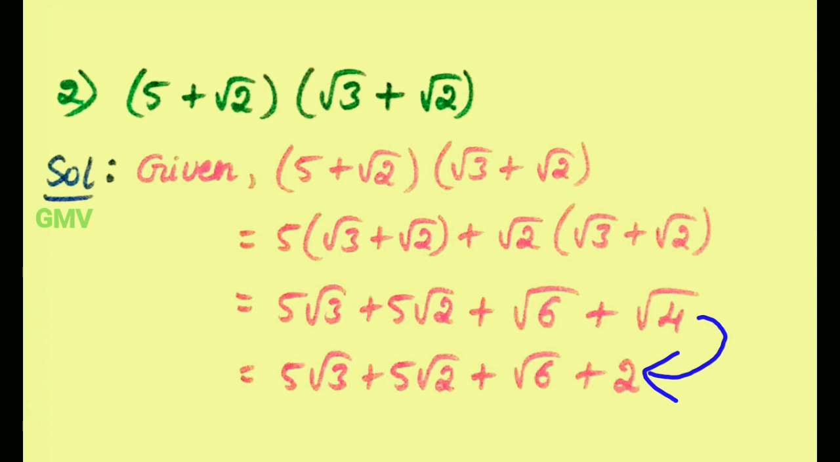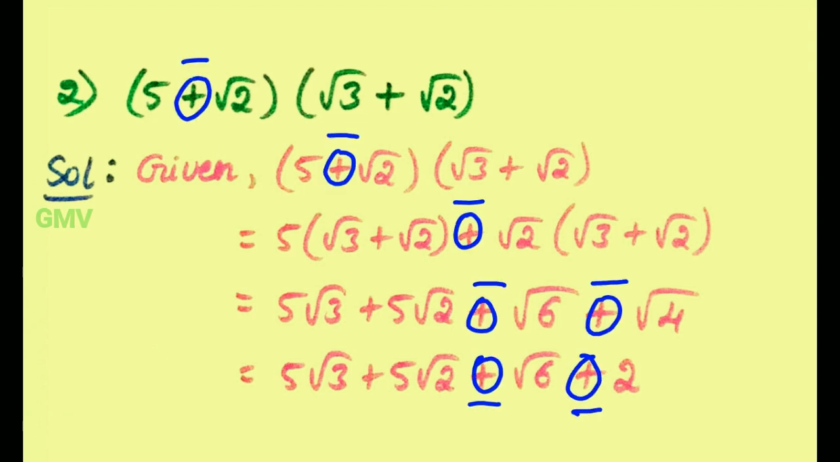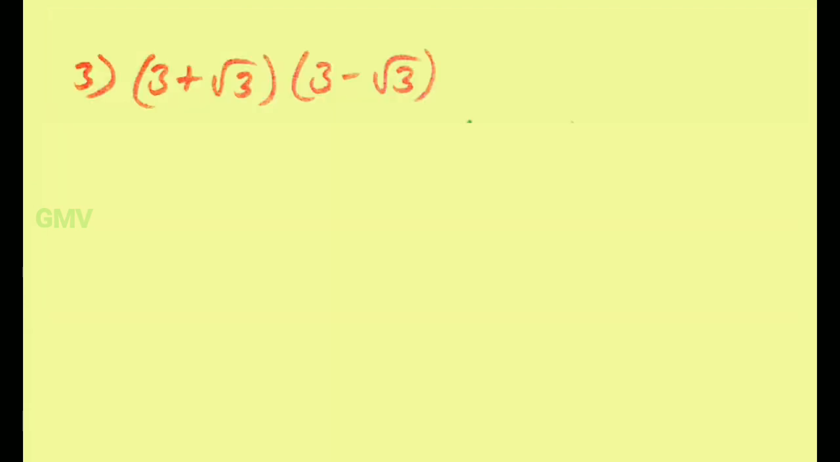Root 4 value is 2, so in the next step we have to put root 4 as 2 and the remaining as it is. Remember that instead of 5 plus root 2, if they have given 5 minus root 2, then we have to put minus root 2 here instead of plus root 2 and go on simplifying. See the third problem: (3 + root 3)(3 - root 3).